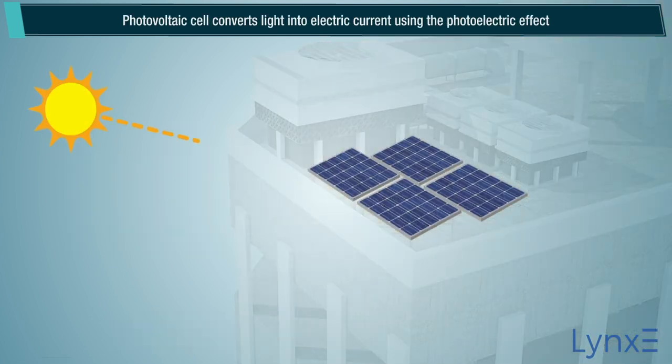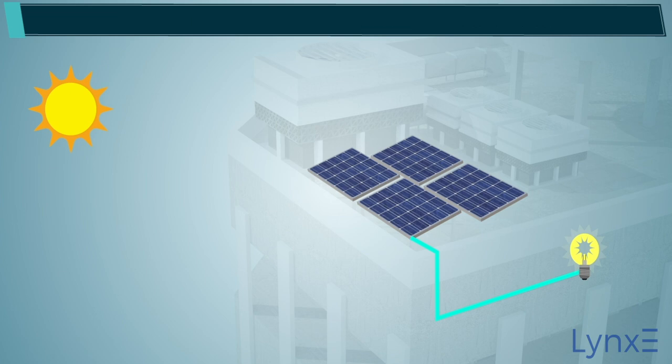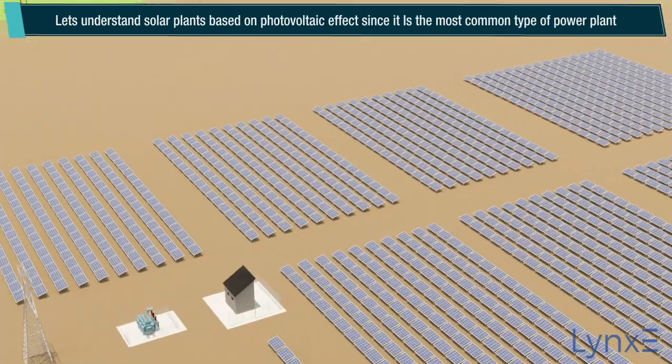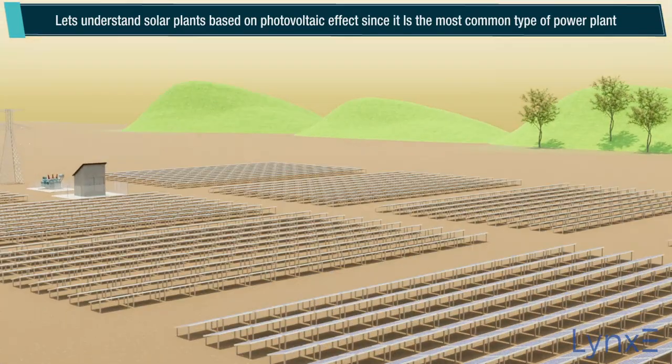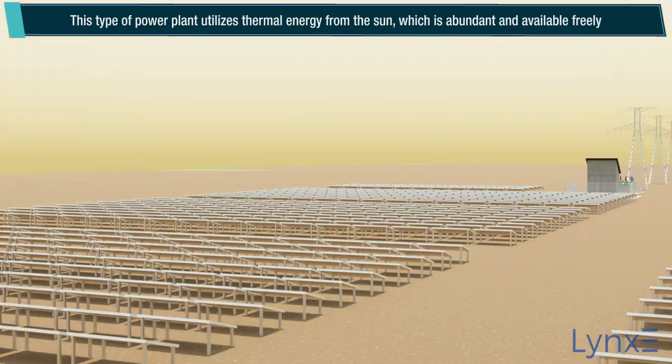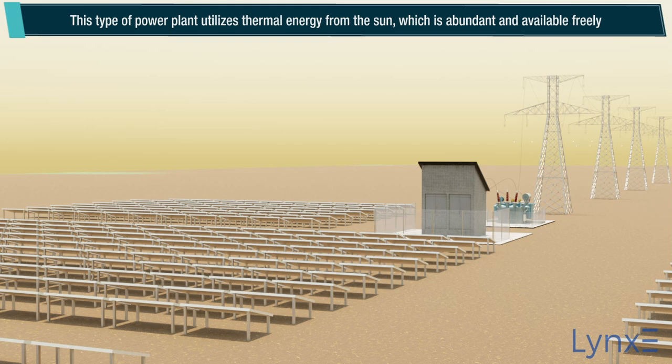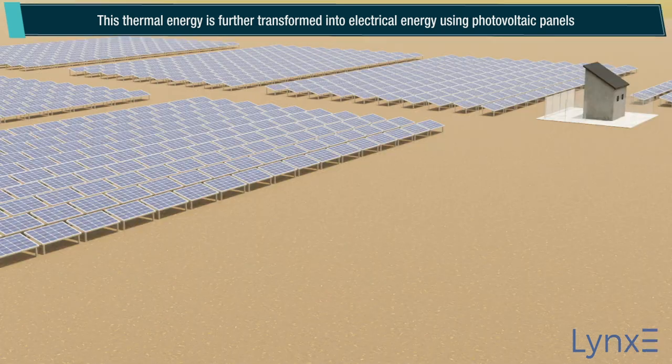Photovoltaic cell converts light into electric current using the photoelectric effect. Let's understand solar plants based on the photovoltaic effect, since it is the most common type of power plant. This type of power plant utilizes thermal energy from the sun, which is abundant and available freely. This thermal energy is further transformed into electrical energy using photovoltaic panels.